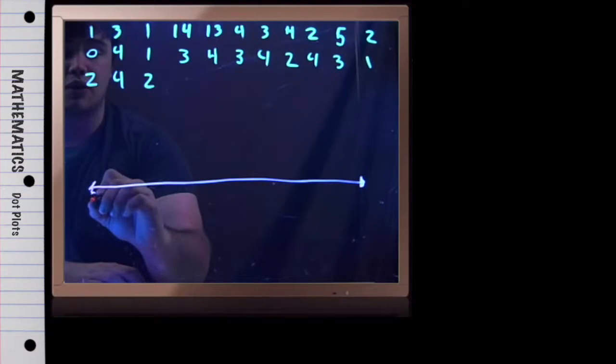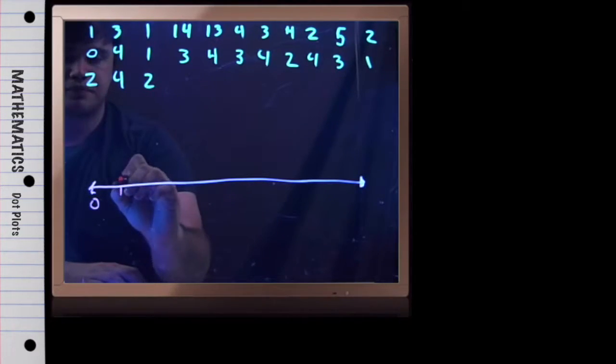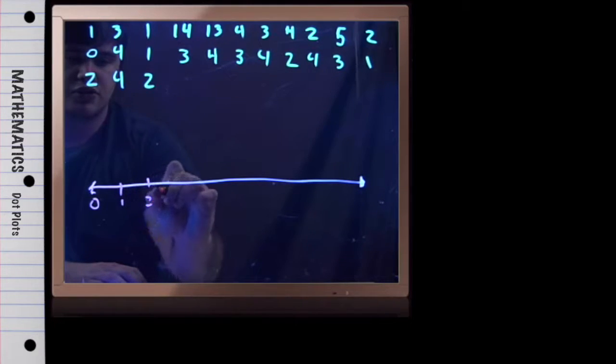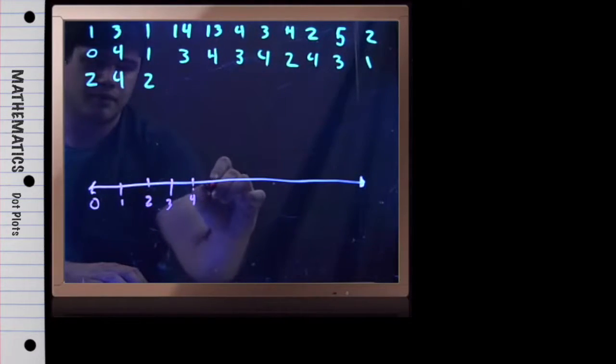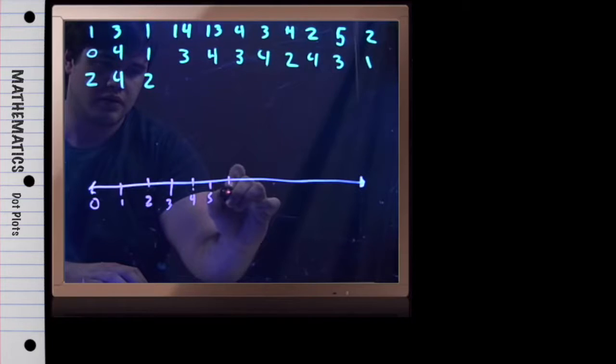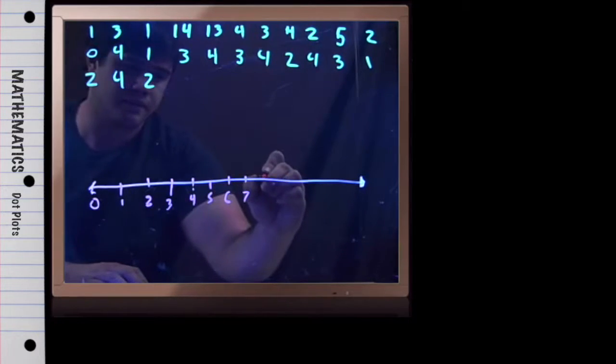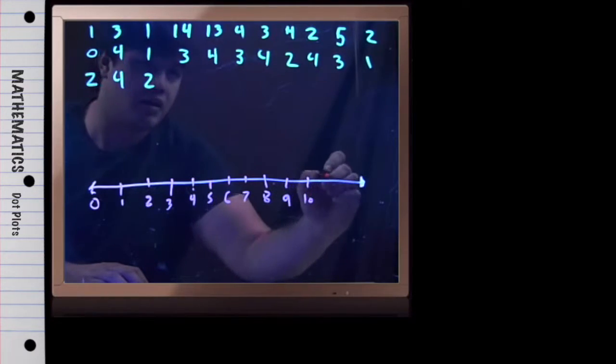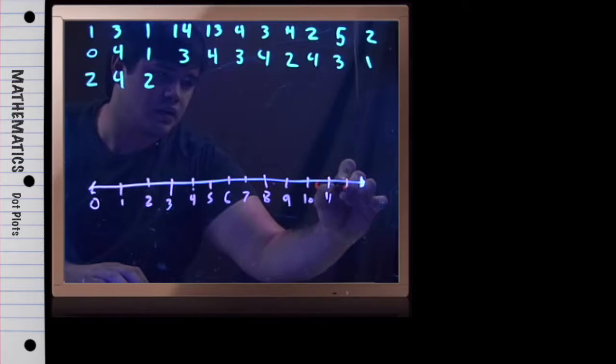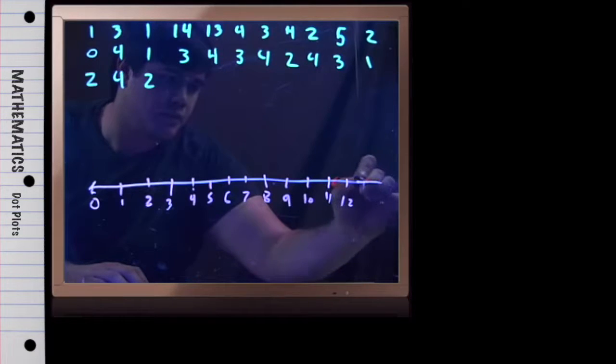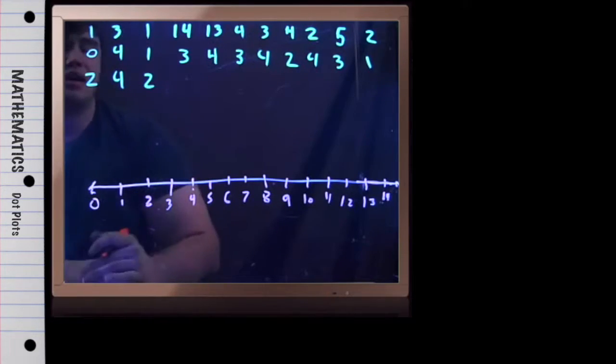So we're going to start at 0, and then we're going to go 1, 2, 3, 4, 5, 6, 7, 8, 9, 10, 11, 12. Let's go ahead and extend this out a little bit. 13, and finally 14. Because 14 is the largest number in our data set, we can go ahead and stop there.